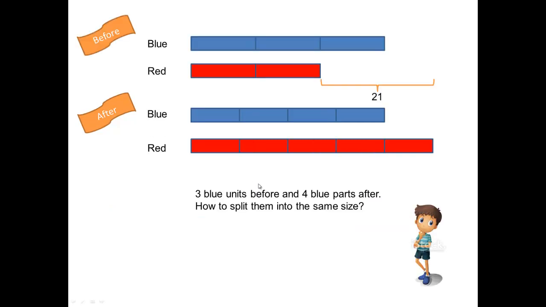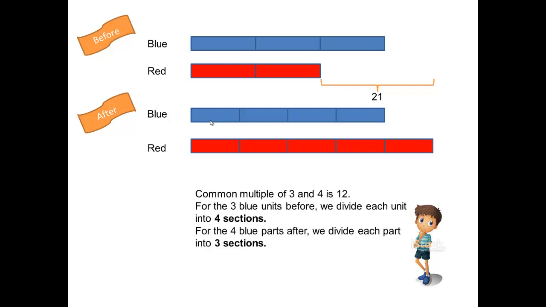So we have a problem now. The problem is this. We have 3 blue units before and 4 blue parts after. We know they represent the same thing, but they are not of the same size. How can we split them so that they will represent the same box size? Yes, that's right. Common multiple of 3 and 4 is 12.